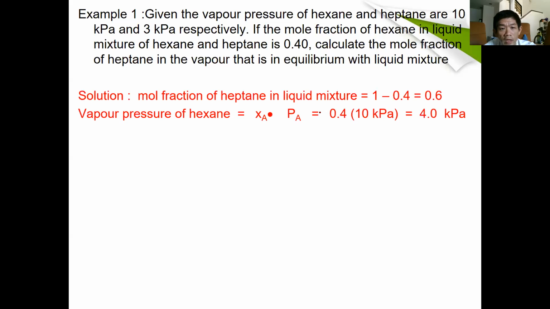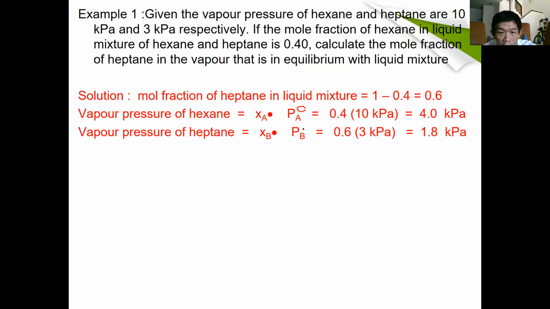So the vapor pressure of hexane equals XA times PA naught, where this is the pure vapor pressure of hexane, whereas this is the pure vapor pressure of heptane. If you have 0.4, then the mole fraction of heptane is 0.6. So you get 4.0 and 1.8 kilopascal respectively. Then you get the total pressure, which will be 5.8 kilopascal.